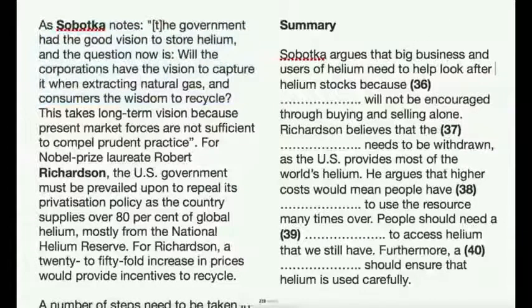Now this one talks about big businesses, here it's talking about corporations, so it does look like we're in the right place. So let's try and answer the question.